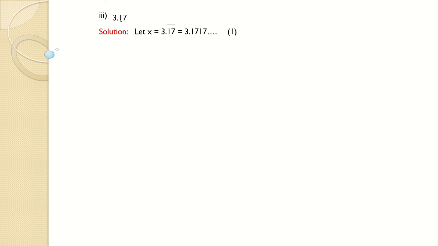Third sum, 3.17 bar. So the first step is to assume it to be equal to x. 17 bar is there, that means 3.171717 is recurring. Now since after the decimal point there are two places, we will multiply both sides of this equation by 100, since there are two places after the decimal point.